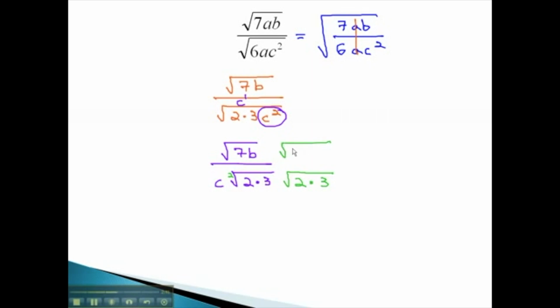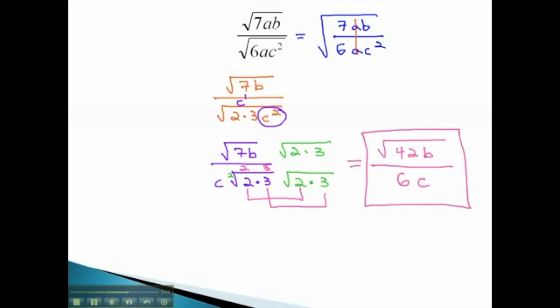Of course, we will do the same thing in the numerator, multiplying by the square root of 2 times 3. When we do this in the numerator, we have 7 times 2 times 3, which is 42b. In the denominator, we'll have 2 squared, which comes out as a 2, and 3 squared, which comes out as a 3. Notice there is no radical remaining. We have 2 times 3, or 6c. This is our final rationalized answer, as there is no radical in the denominator.